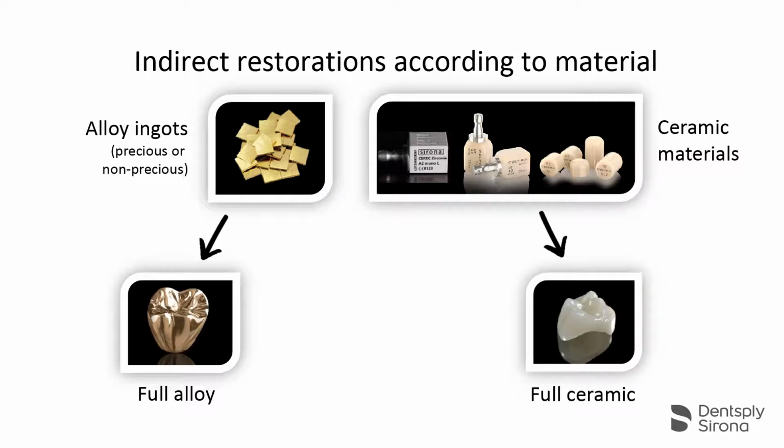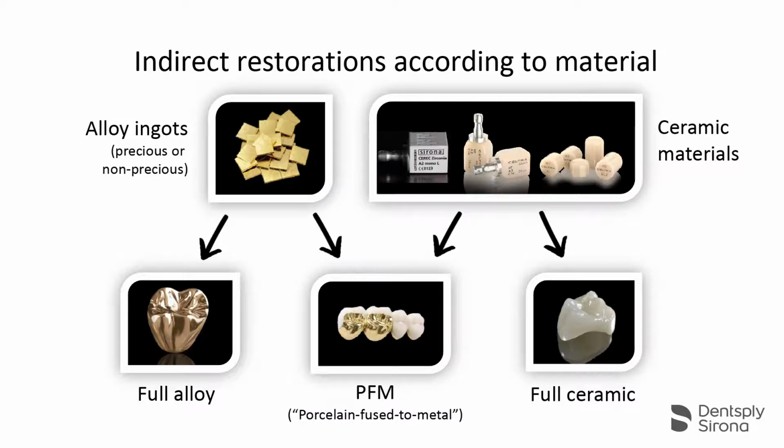Both materials can, however, also be combined. These are then referred to as metal ceramic or porcelain fused to metal. The framework of a porcelain fused to metal restoration is cast in metal and then veneered with porcelain.